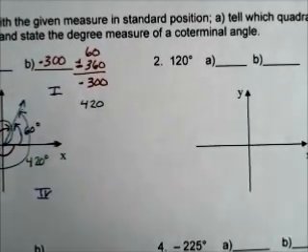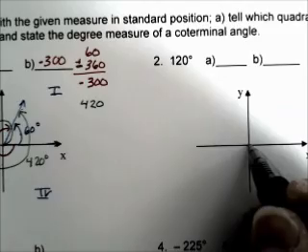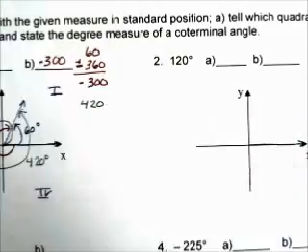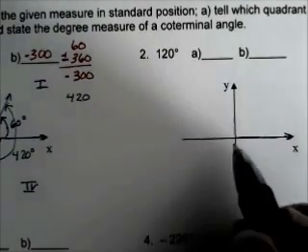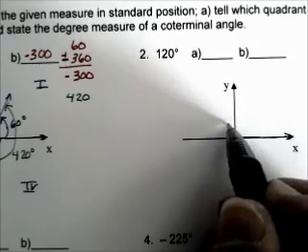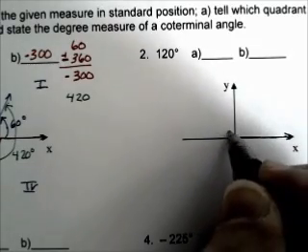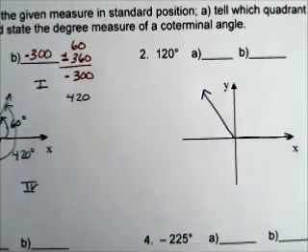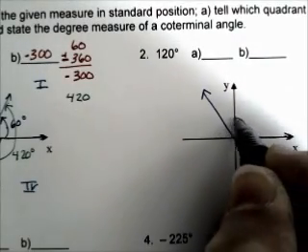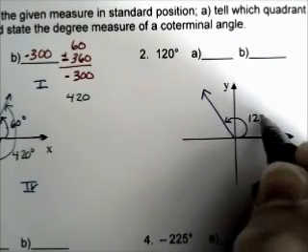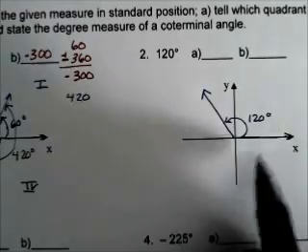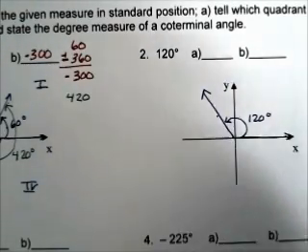Next, 120-degree angle. Starting here, positive portion of the x-axis, 120 is going to be 90 plus about 30 more. I'll say approximately here. Let's draw the direction. That's a 120-degree angle, and its terminal side, its ending side, is in quadrant 2.